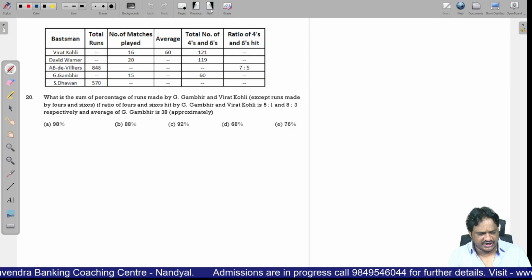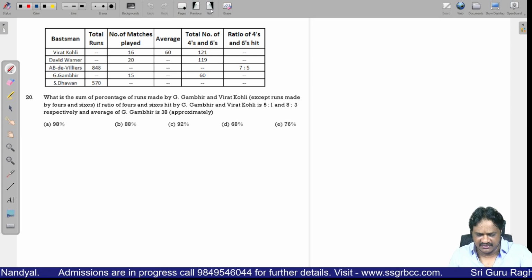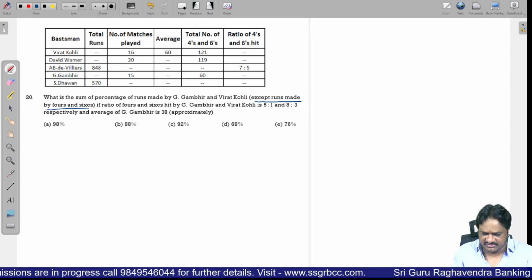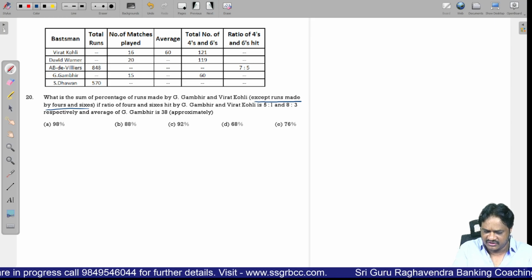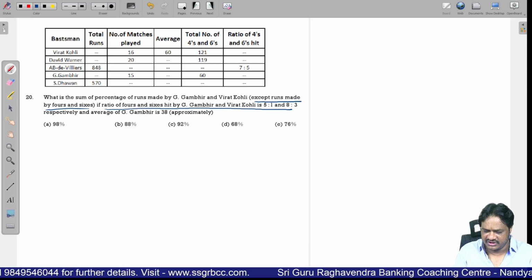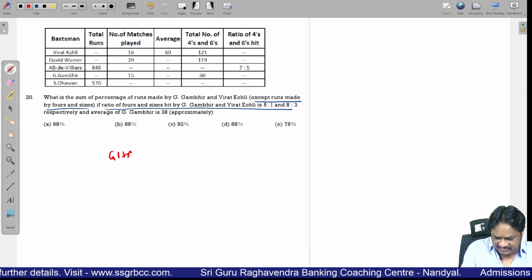Let us see the 20th question. What is the sum of the percentage of runs made by Gautam Gambhir and Virat Kohli except the runs hit by fours and sixes? Other than boundaries, you have to calculate the runs made by Gautam Gambhir and Virat Kohli. If the ratio of fours and sixes hit by Gautam Gambhir and Virat Kohli is 5 is to 1 and 8 is to 3.